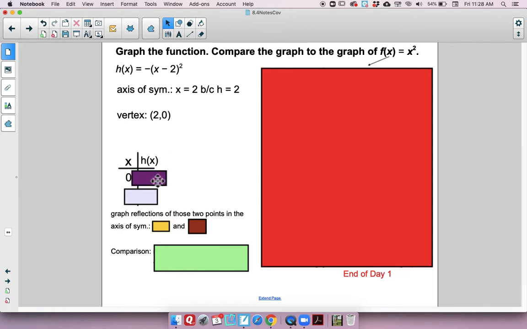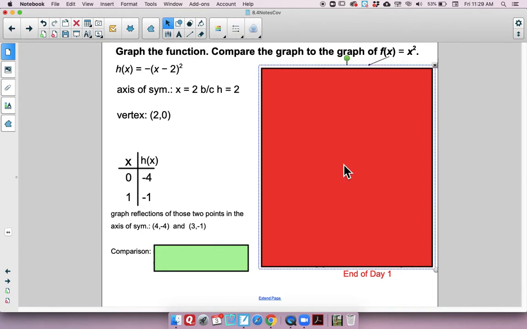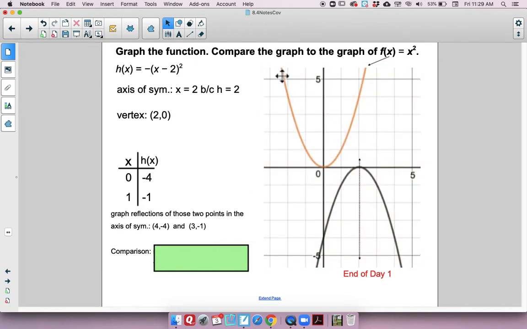So let's pick some other points to plot. I chose 0. That's a pretty easy one. 0 minus 2 is -2. -2 squared is 4. Slap the negative on, and we get -4. I also used 1. 1 minus 2 is -1. -1 squared is 1, but then slap the negative on, and we get -1. So hopefully you plotted those 2 points, and then reflected them across, and you would have gotten 4, -4, and 3, -1.